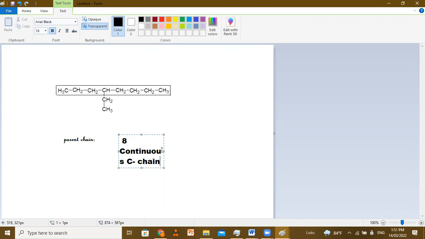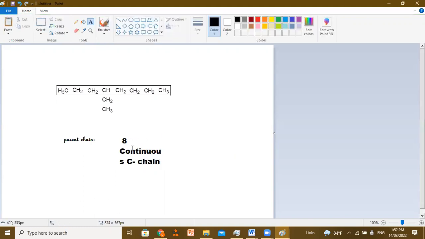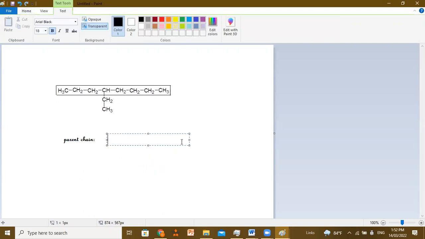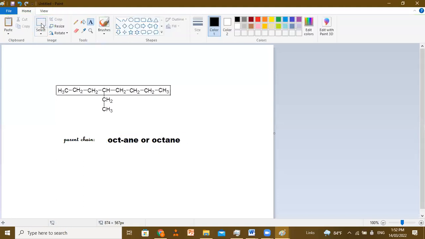So therefore, our parent chain we call as octane. Okay, so you have the oct, that's our generic root, and then we end with ane, so we name this one as octane. Okay. So we have already named this.